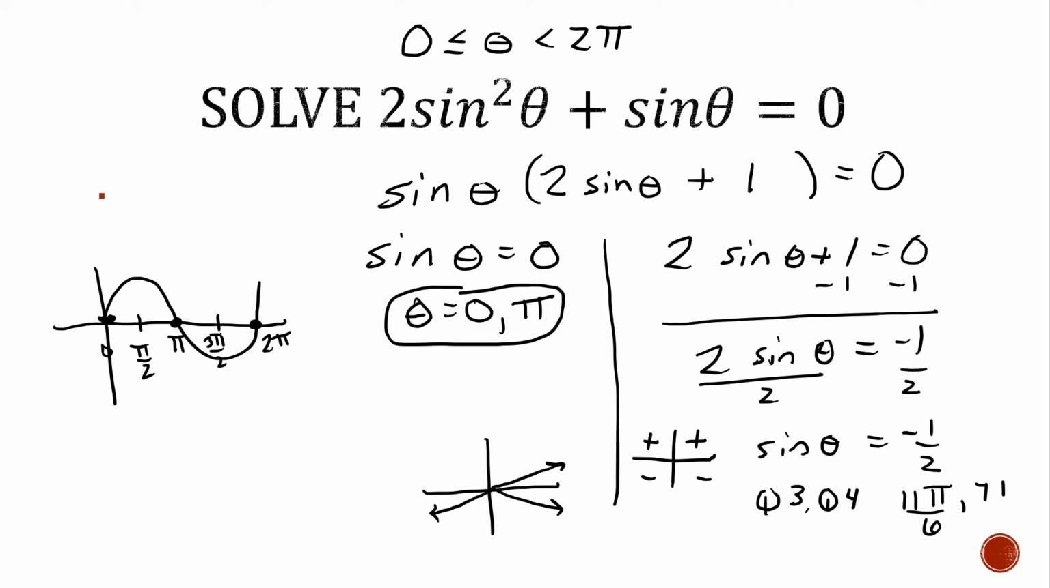And if you're not recognizing those angles, draw them and count them out like we've done in class so that you can identify which angles you've got. All right, so there are 4 solutions to this one: 0, pi, 11 pi over 6, and 7 pi over 6.